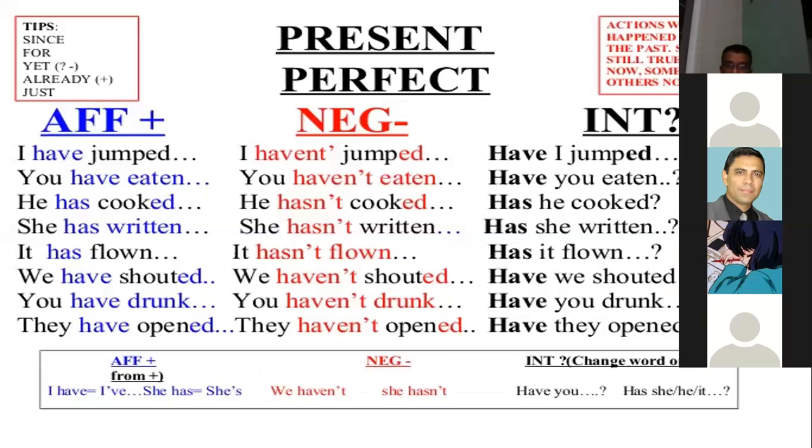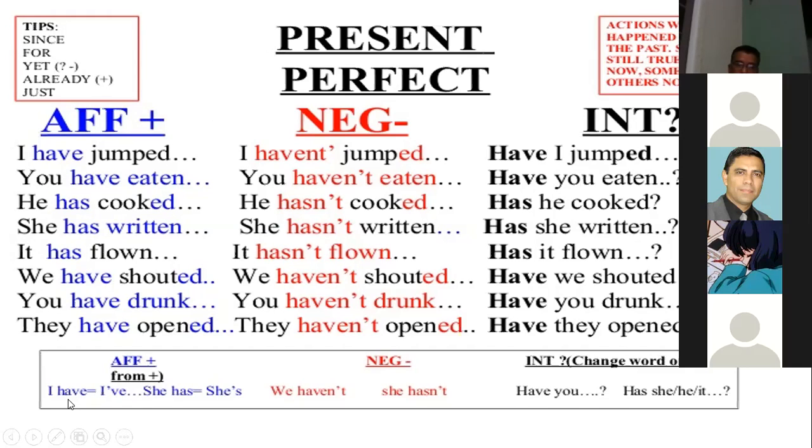Here I have the affirmative. For the affirmative, we use, as I said before, complement words like since, for, yet, that I can use yet also for questions and for negative sentences. Already, that it's only for affirmative, and just. For the affirmative, the ones that are in blue, I say, I have jumped, you have eaten, he has cooked, she has written, it has flown, we have shouted, you have drunk, they have opened. Okay, so for the affirmative, in the full form, I say I have, but in the contracted form, I say I've, okay?